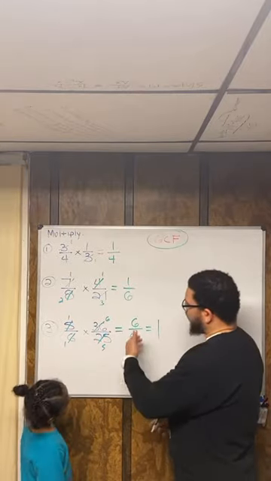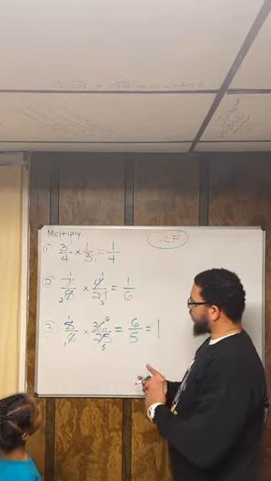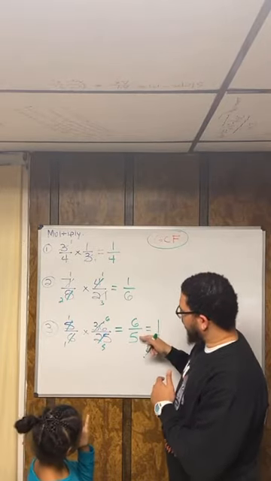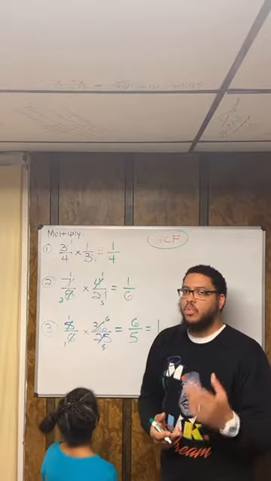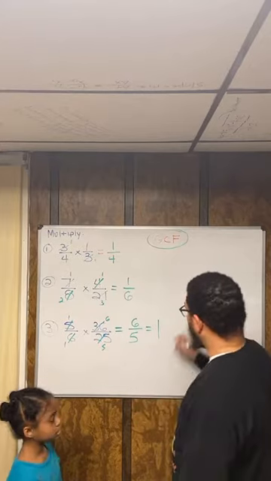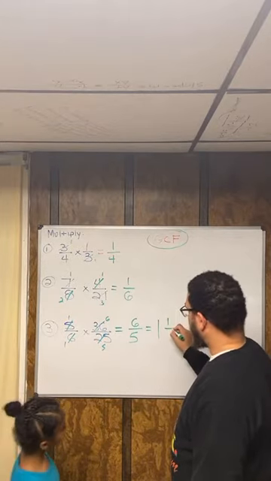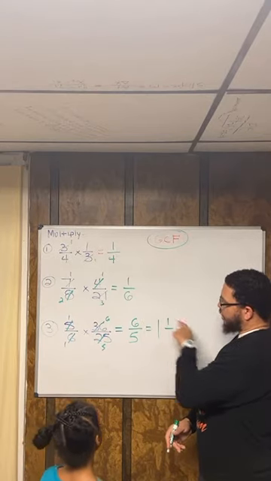If 5 goes into 6 one time, 5 times 1 is 5. So then you ask yourself, well, what's the difference between the 6 and the 5? Because 5 times 1 is 5. The difference between 6 and 5 is 1. So that means there's a remainder of 1, or there's a leftover of 1. So that's going to be my numerator, because remember, it's a mixed number. It's got a whole number part, and then it's got a fraction part.